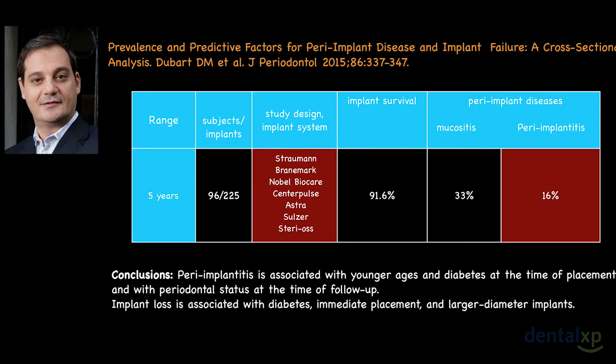The implant loss is also associated with diabetics and immediate implant placement, but they also brought up something very interesting, the larger diameter of implants. That's something that I cannot understand, why larger diameter implants would lead to more implant loss or to more loss of bone around them. So this is something to be looked at, and hopefully we will have a better look at it in the future.